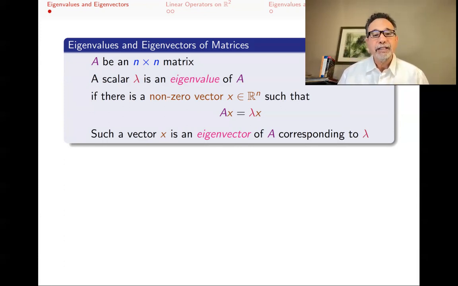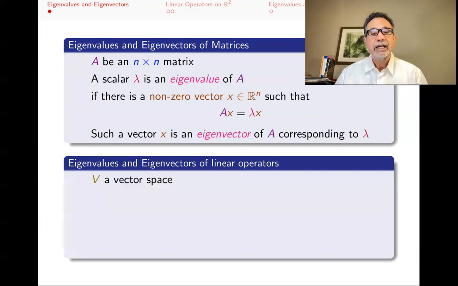We have a corresponding definition for linear transformations or linear operators, because we were talking about n by n matrices. As we have discussed in previous videos, whenever we have a definition for matrices, we have one for linear transformations and vice versa, because linear transformations and matrices are two different names for the same thing, as long as you have linear transformations on finite dimensional vector spaces.